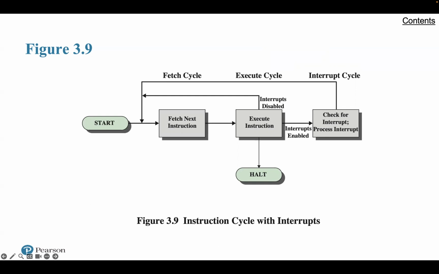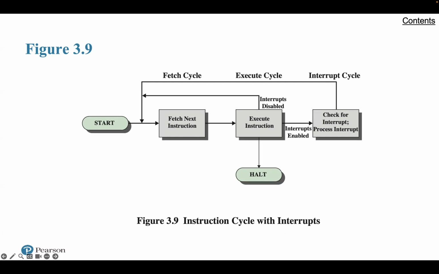If the interrupt is pending, the processor does the following. It suspends execution of the current program being executed and saves its context. This means saving the address of the next instruction to be executed and any other data relevant to the processor's current activity. It sets the program counter to the starting address of the interrupt handler routine.